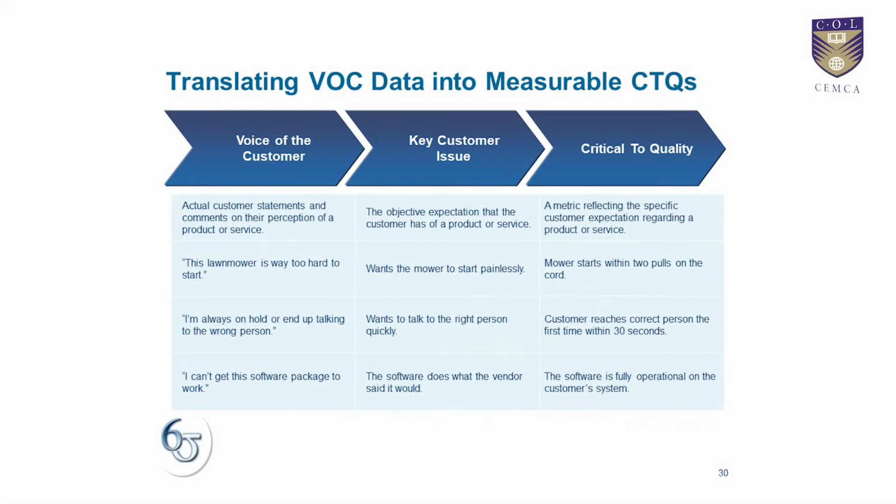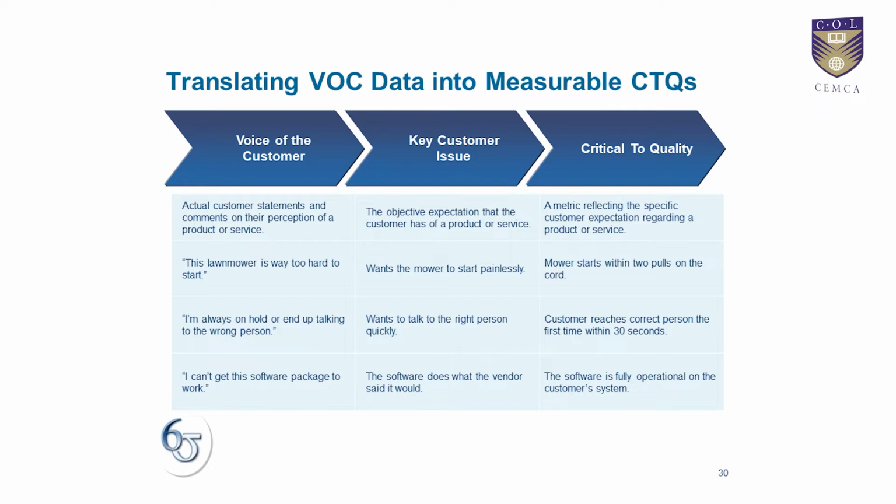As you can see on the screen, where you see a table, we're talking about the voice of a customer. So a customer is giving actual statements and comments on the perception of a product or service. So when the customer is saying what they think about a particular product or a service, what is the customer issue here? In the slide it says the objective expectation that the customer has of a product or a service. What is it that we are going to measure here? What we are measuring is a metric that reflects the specific customer expectation regarding a product or a service. So this is an example.